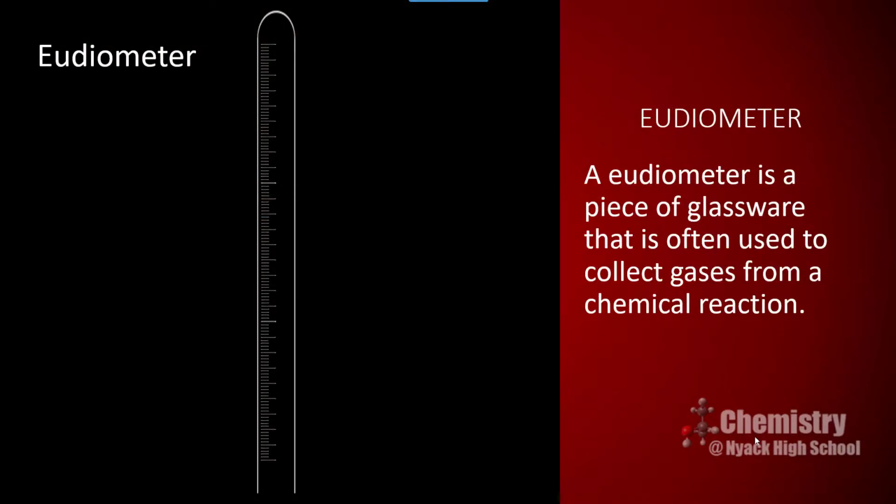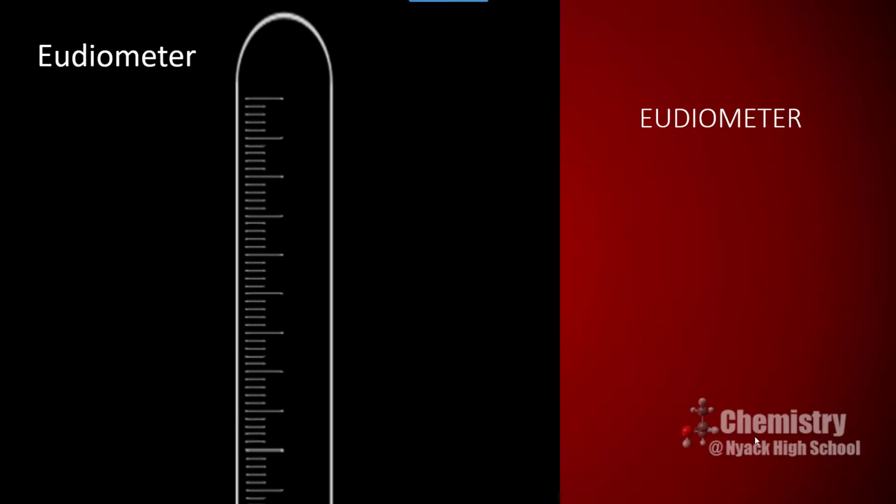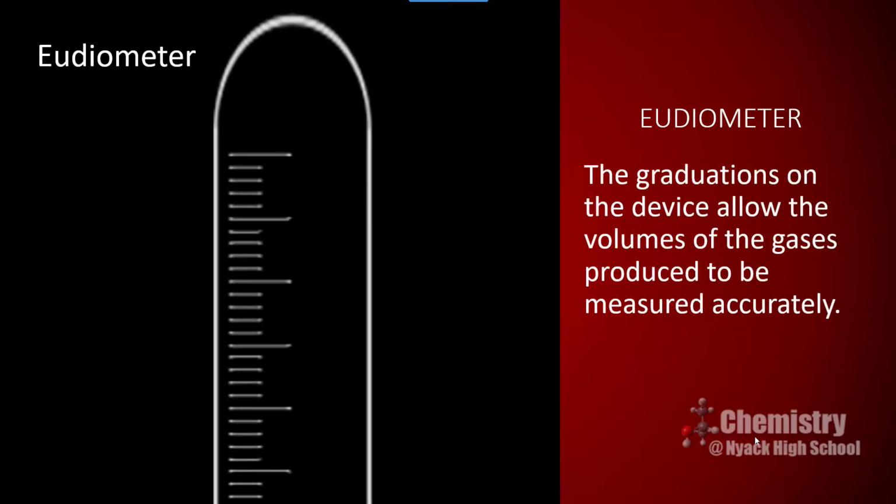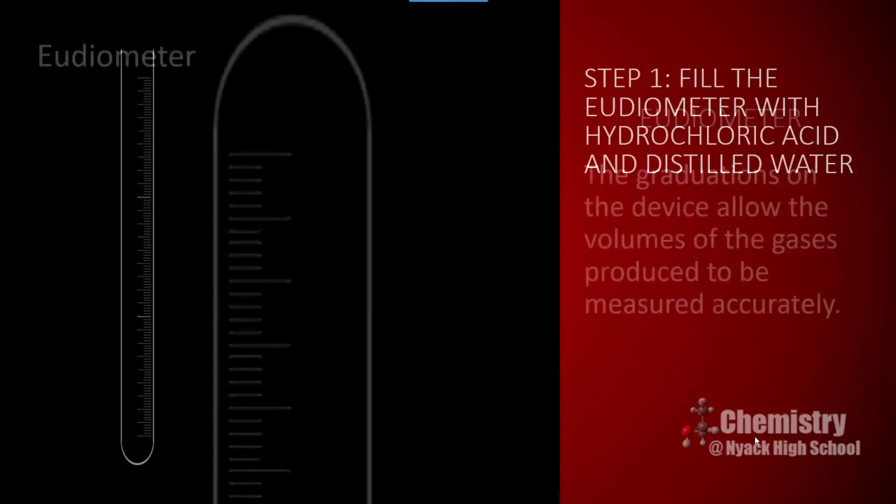Then we'll take the rubber stopper and place it in the bottom of a eudiometer. The eudiometer is a piece of glassware that is often used to collect gases from a chemical reaction. The graduations on the device allow the volumes of the gases to be measured accurately.